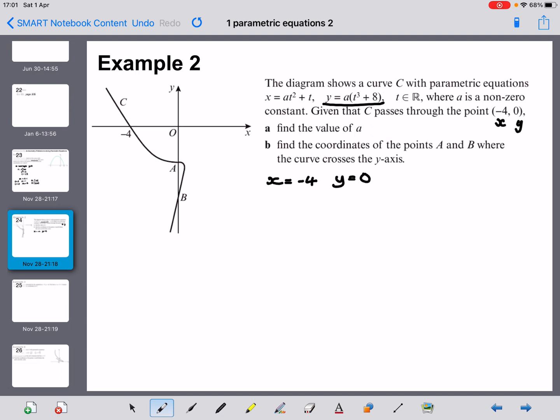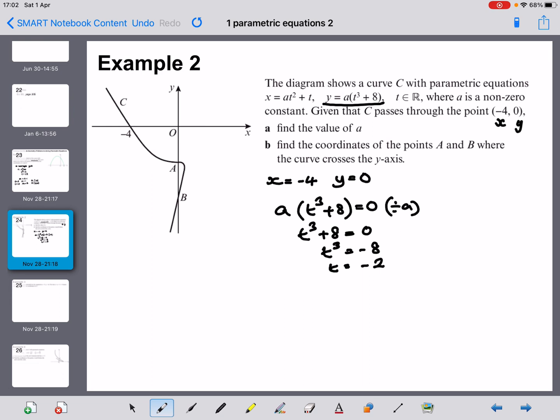So I'm going to substitute y is 0 into the second parametric. So I'll have a lots of t cubed plus 8 equals 0. If I divide by a, I will have t cubed plus 8 equals 0, which means that t cubed equals -8, which means t is the cube root of -8, which is -2.